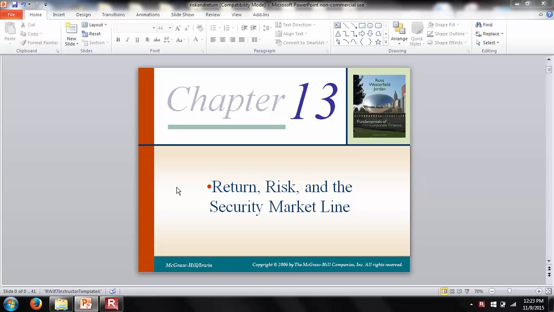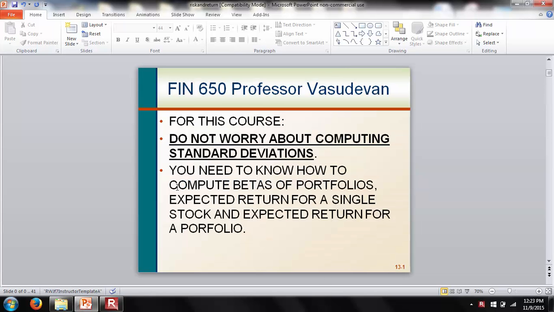Today we will talk about return, risk and the security market line. So I think when people look at finance, what we say is that there are only two things that matter, and the two things are the risk of an investment and the return of an investment. So in this chapter, we talk about how we measure the risk of an investment, what the different types of risks are, how we measure the return of an investment, and finally we will talk about the relationship between the risk of an investment and the return of an investment, and that is the security market line.